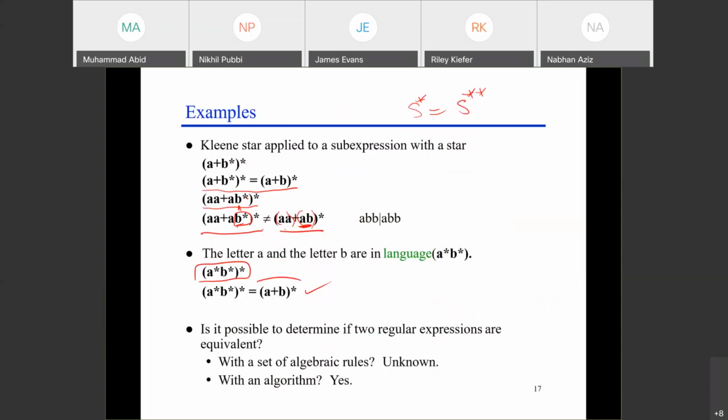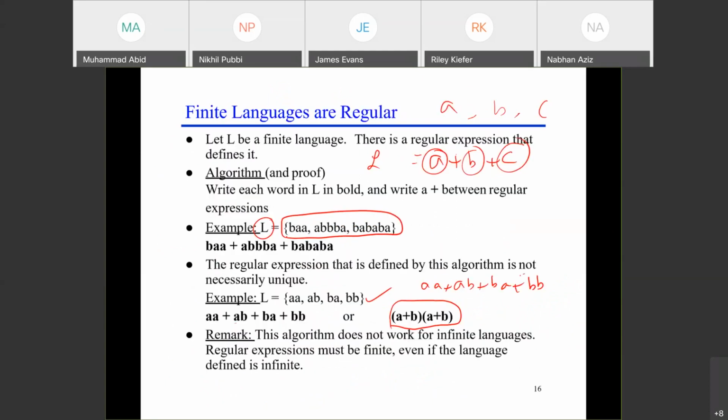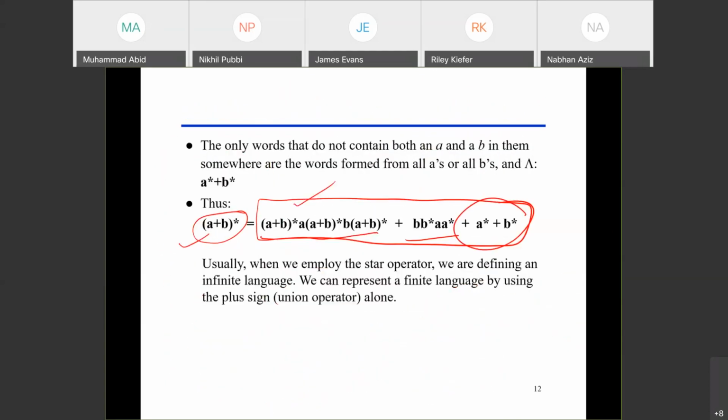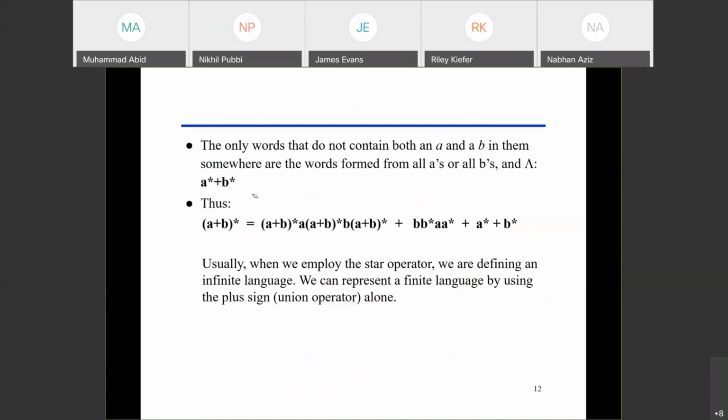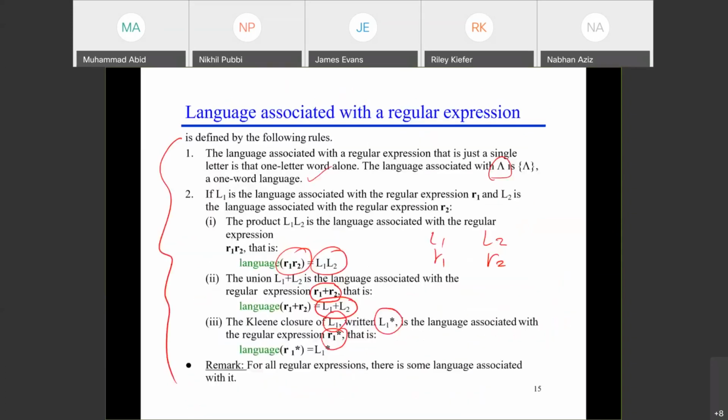So is it possible to determine if two regular expressions are equivalent? Yes, we can do that. What does it mean? We have these two regular expressions, and if we do not know the previous slide, they look very different. This is one regular expression and this is another. Is it possible to figure out that both are equivalent and represent the same language?